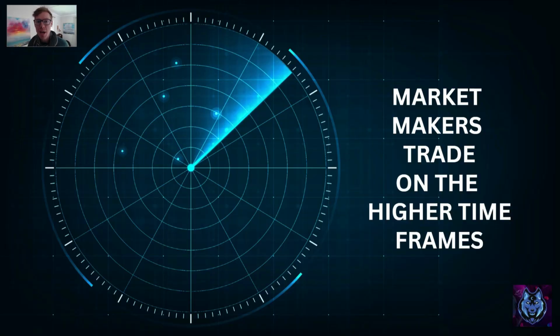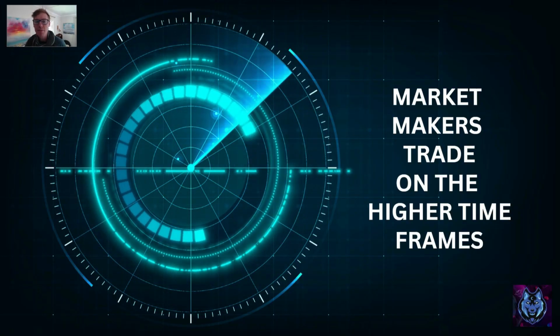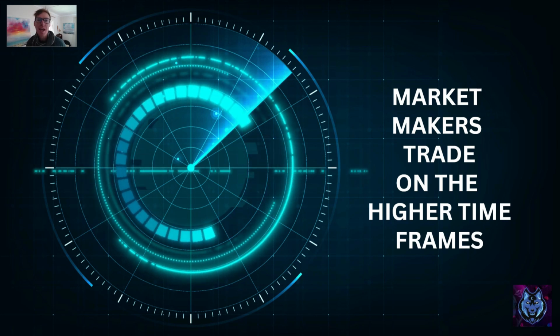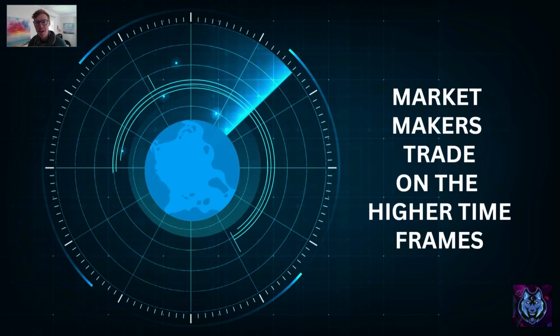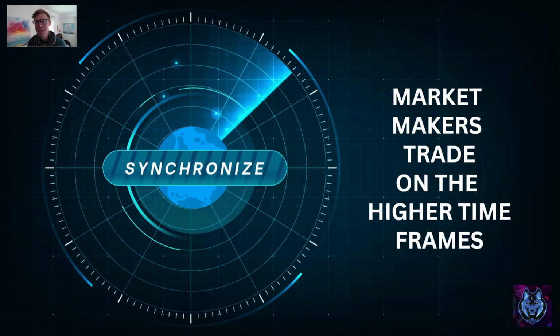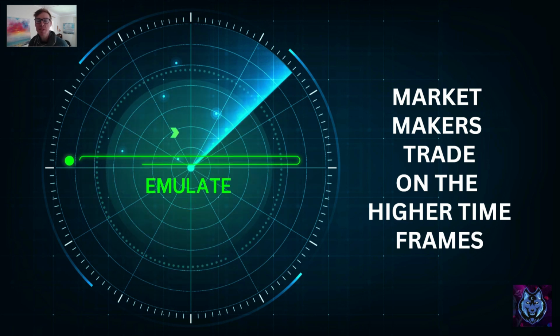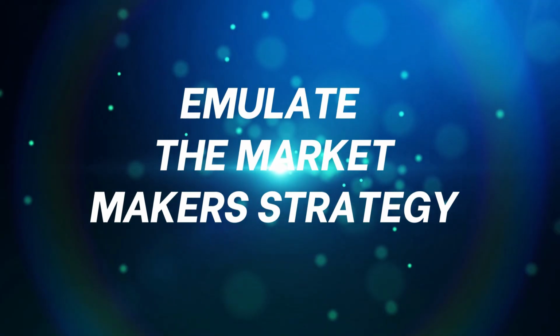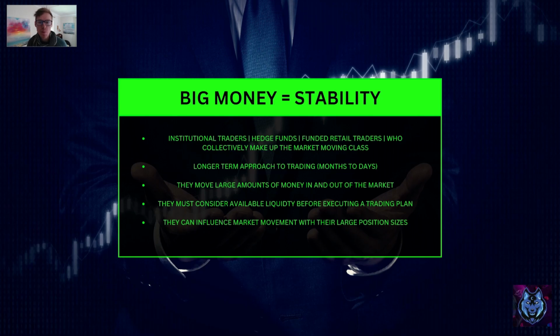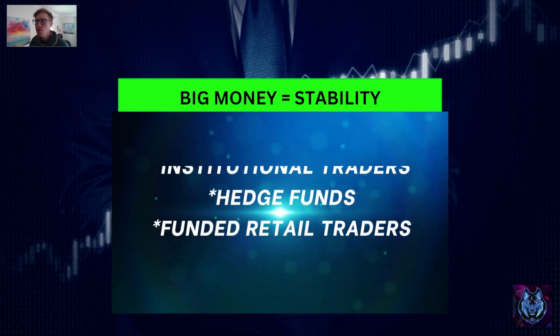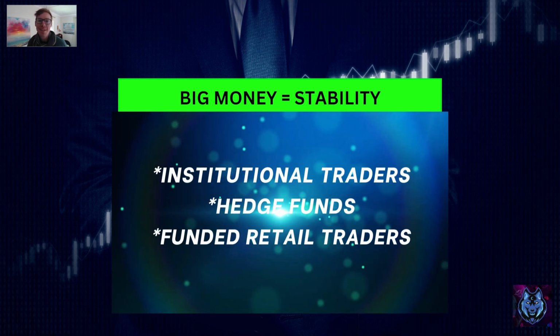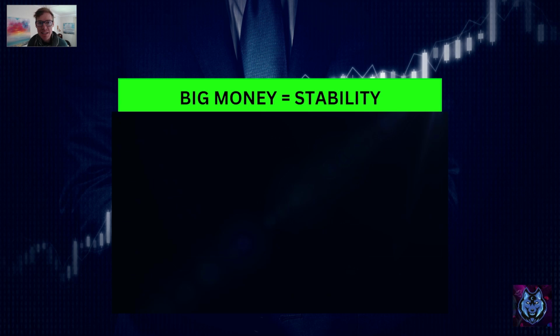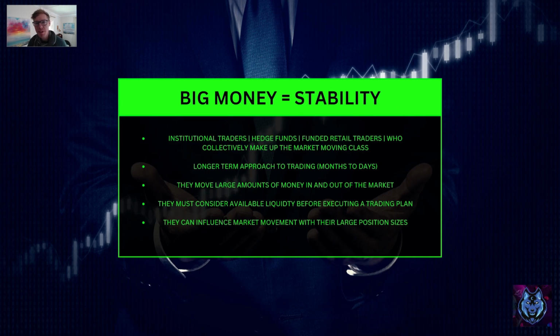First of all, keep in mind, the market makers who drive and move the market trade on the higher time frames. So you want to synchronize and emulate their movements. This is why it's very important to pay close attention to your higher time frames. The big money, which is the stability in the markets, determines the movement of the market. These consist of institutional traders, hedge funds, funded retail traders. They collectively make up the market moving class.